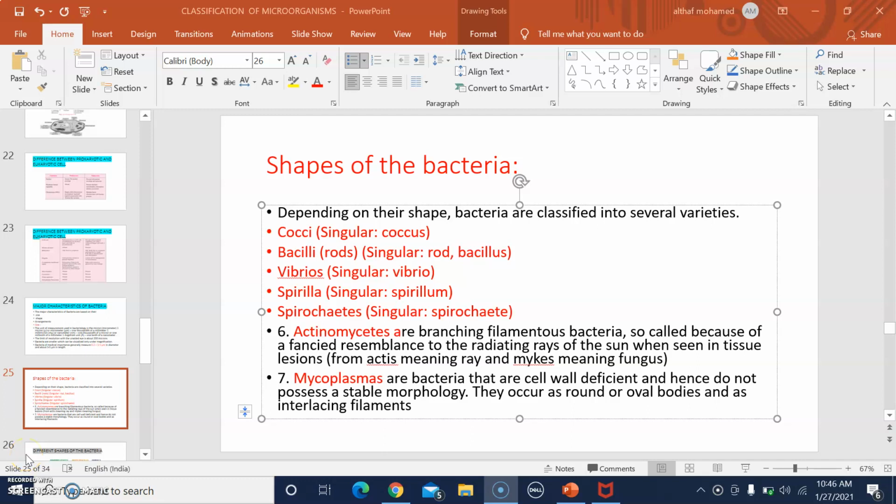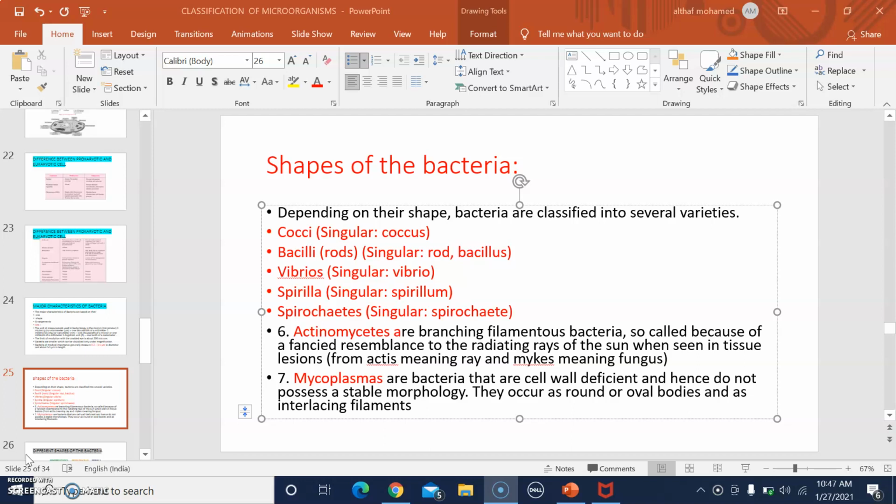So next is about actinomycetes. These actinomycetes are branching filamentous bacteria, the bacteria which exhibit the branching pattern. So called because of their resemblance to the radiating rays of sun when seen in tissue lesions. That's why they are called branching filamentous bacteria.